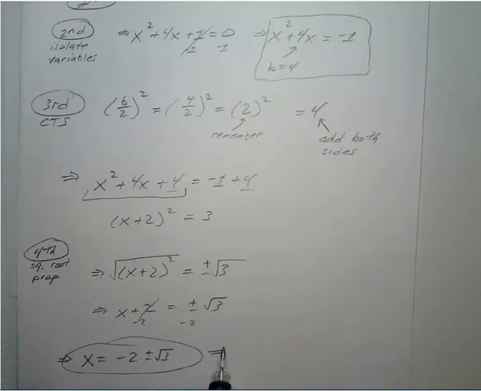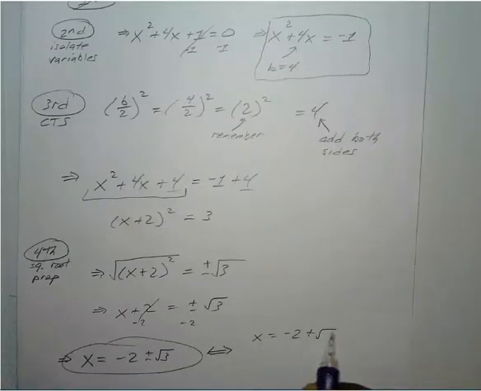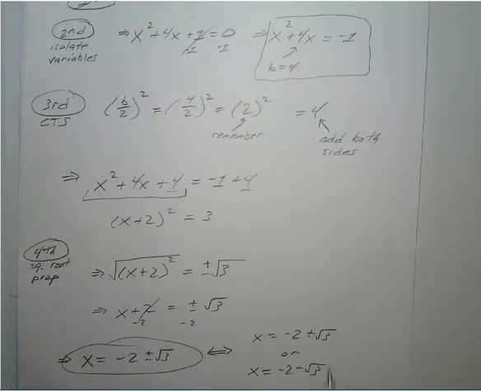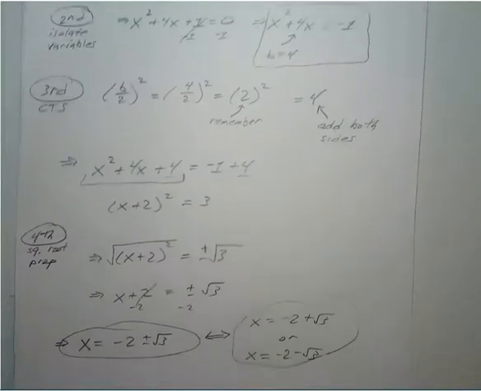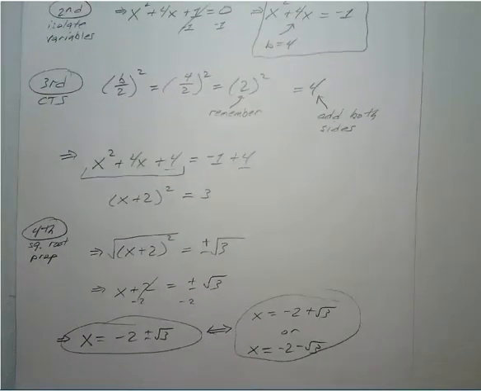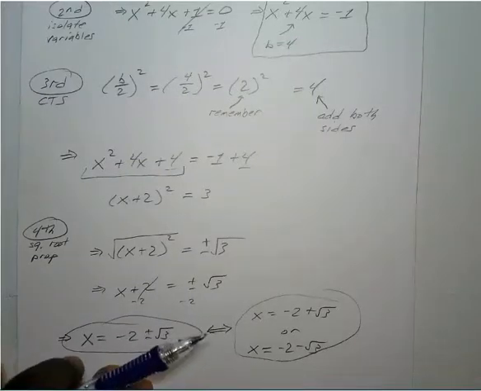Or if they want it written as 2 separate solutions, x can equal -2 plus square root of 3, or x can equal -2 minus square root of 3. So either one of those could be your correct answer. Alright, so let's go ahead and do another example.